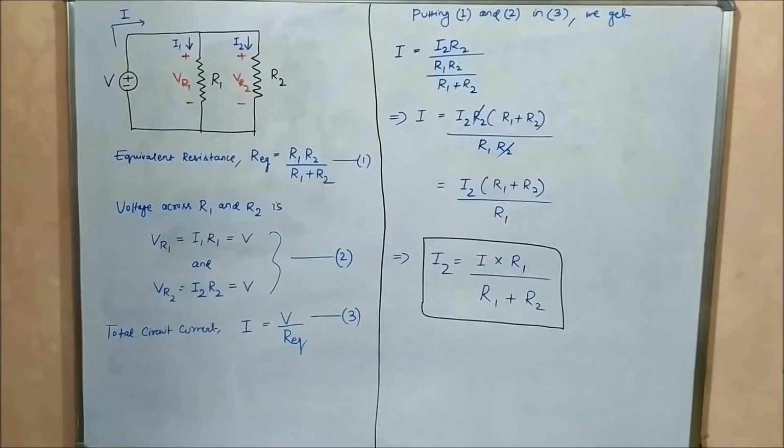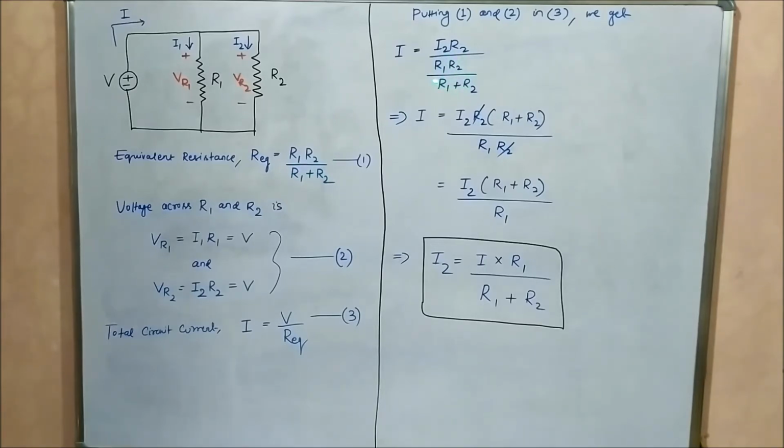So let us derive the other expression for the current flowing through the resistor R2. As I said, for that we have to substitute V in this expression as I2 R2, and R equivalent will stay the same. So here we have substituted V with I2 R2, and R equivalent is R1 R2 by R1 plus R2.